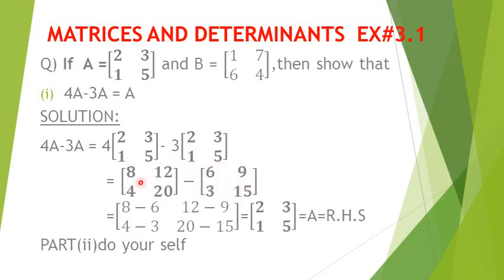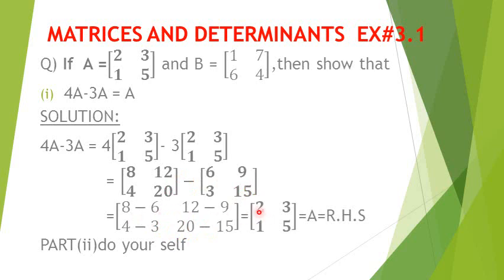And for the operation of two matrices there is a subtraction sign. The order of this is 2 by 2 and this is also 2 by 2, so we can subtract these two matrices. How can we subtract it? We have learned it from lecture 1 and lecture 2 that if the orders are the same, we can subtract entry by entry, A11 from A11. So 8 minus 6, 12 minus 9, 4 minus 3, 20 minus 15, like this.